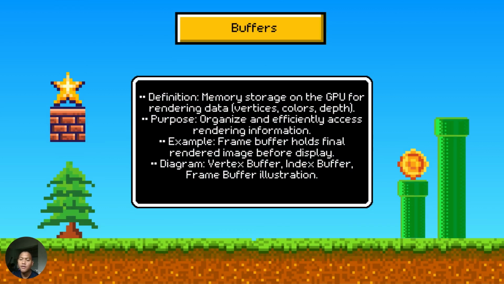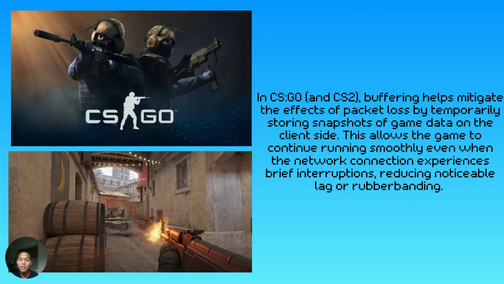So the second is buffers. Buffers are memory storage on the GPU that hold important data like vertices, colors, and depth. They help organize and quickly access rendering information. For instance, in CSGO, the frame buffer stores the rendered frame before it's shown on screen. The depth buffer makes sure walls properly hide players standing behind them.